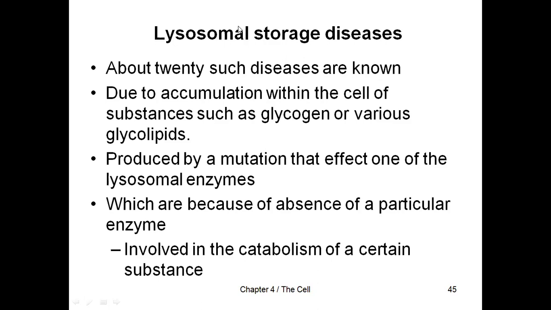About 20 such diseases are known, the lysosomal storage diseases, and these occur due to accumulation within the cell of substances such as glycogen, which is a carbohydrate, or various glycolipids, which is a conjugated molecule. They are produced by a mutation. What is a mutation? A mutation is any sudden change in the genetic makeup of an organism, which can be accidental or it can be inherited. It can be produced by a mutation that can affect the production of one of the lysosomal enzymes.